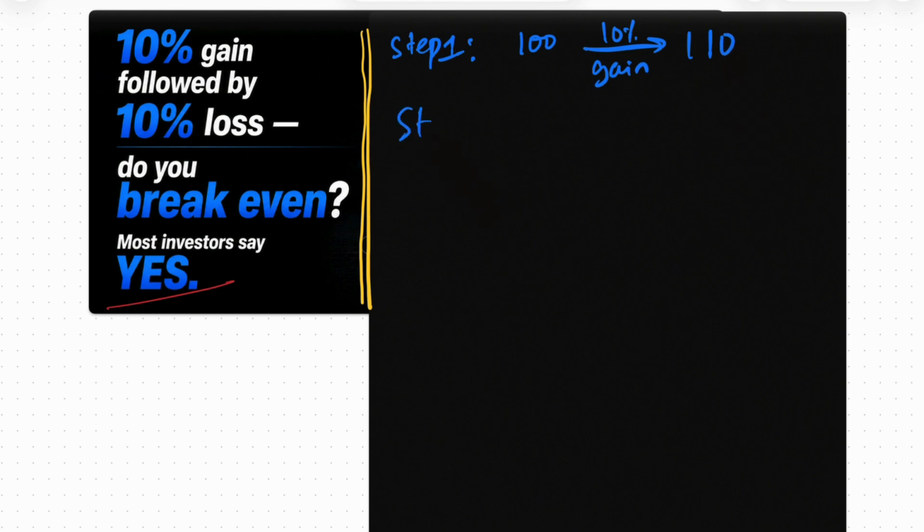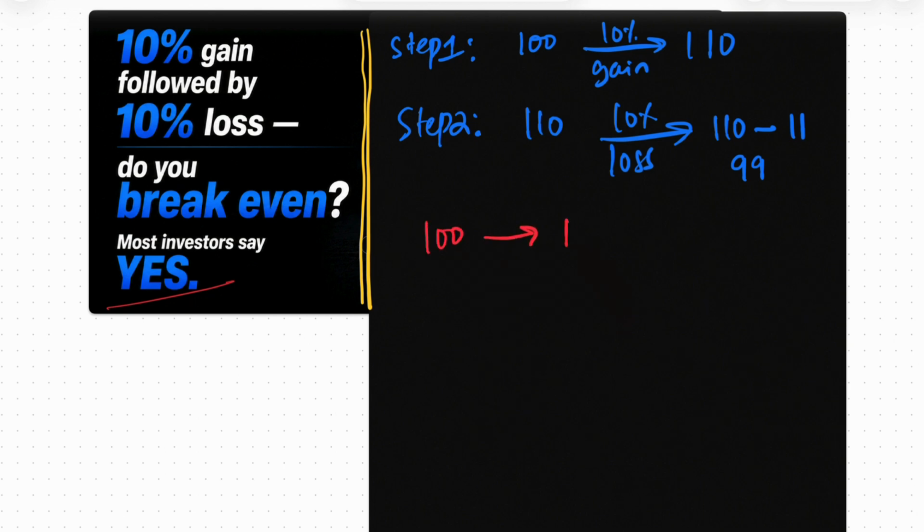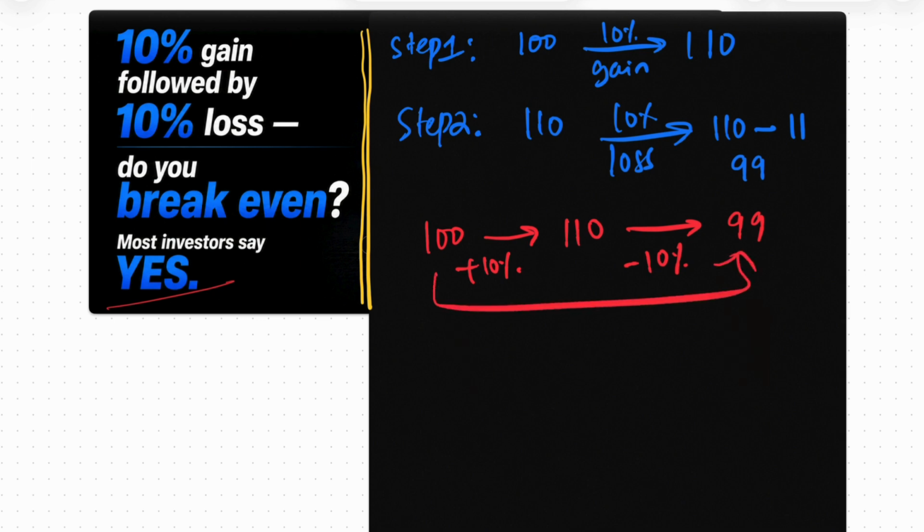And then step 2 is 110 with 10% loss. So 110 minus 10% of 110, which is 11. So this is how much? This is 99. So what has happened is your 100 became 110 with plus 10%, and then it became 99 with minus 10%. So your 100 has become 99.